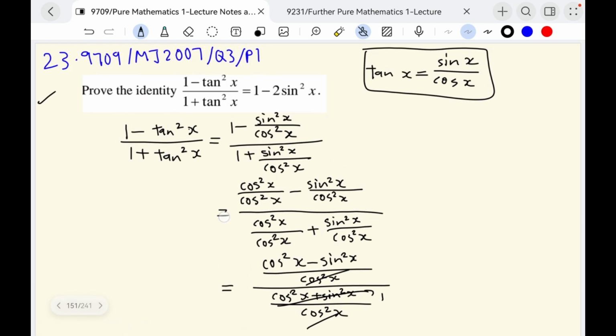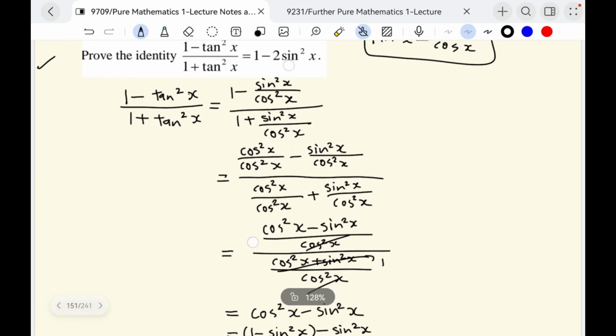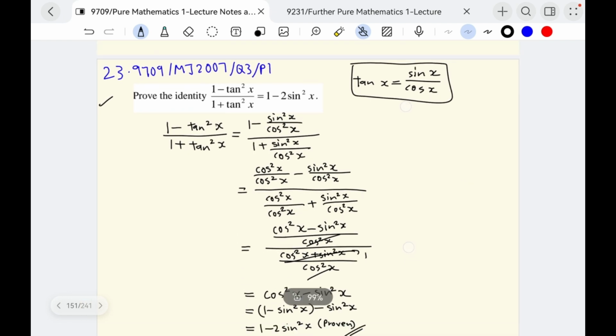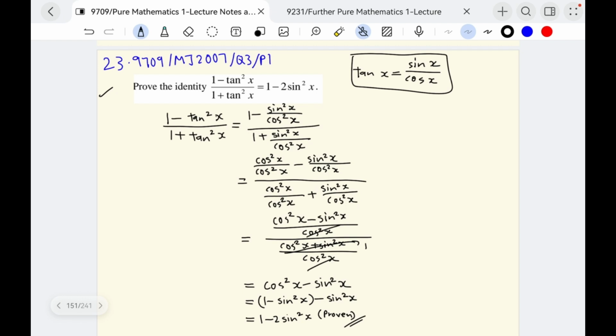Okay, so I think this trigo identity proof question is quite direct. Nothing to discuss over here, so let's proceed to the next question.